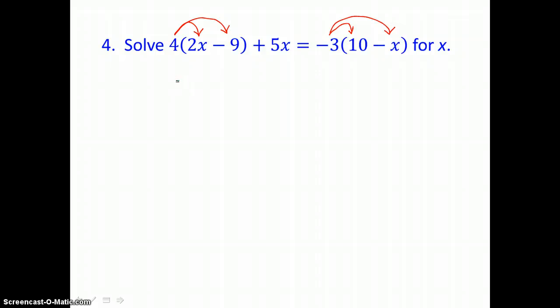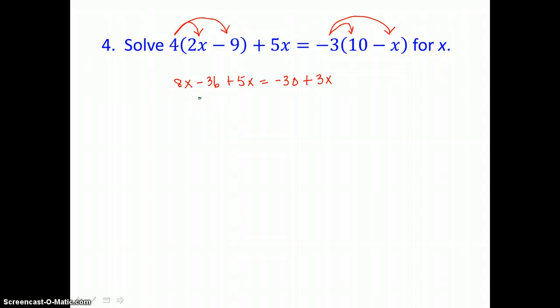So distributing, 4 times 2x is 8x. 4 times negative 9, negative 36. And we also have plus 5x on the left. Okay, distributing on the right, negative 3 times 10 is negative 30. And negative 3 times negative x, that's a negative times a negative, so it's a positive 3x.